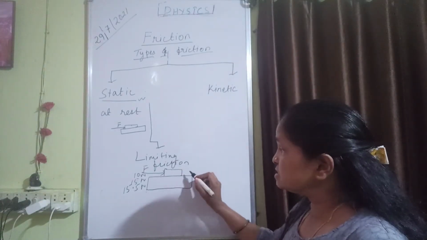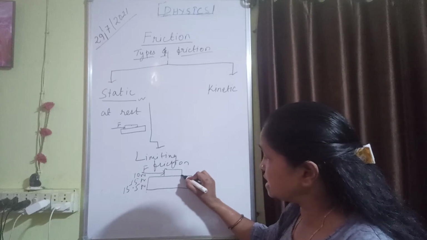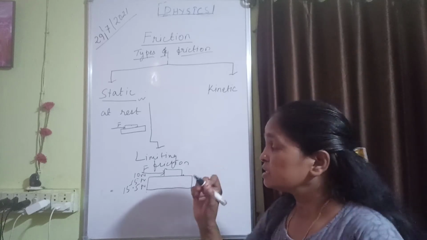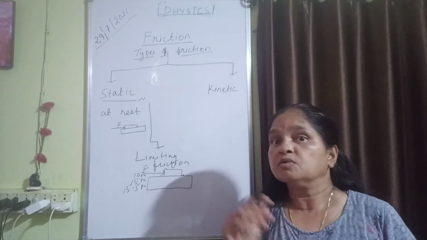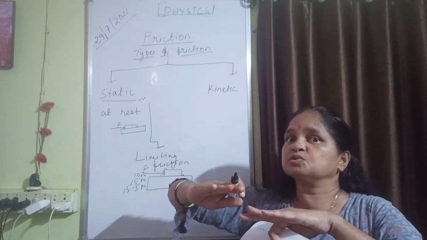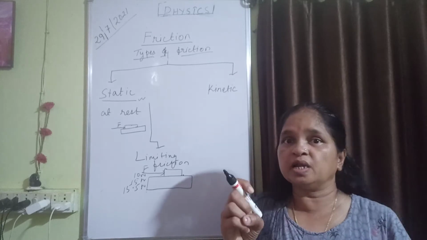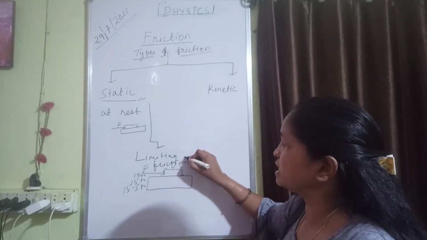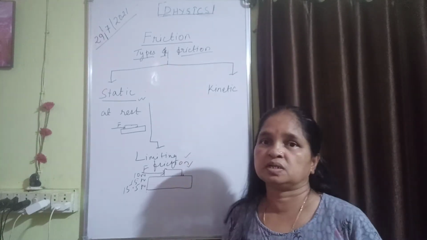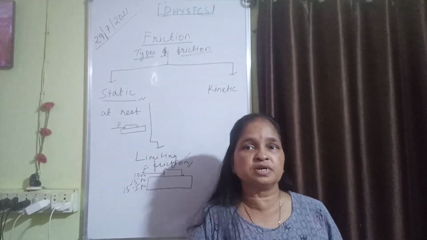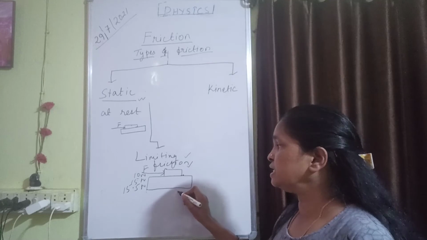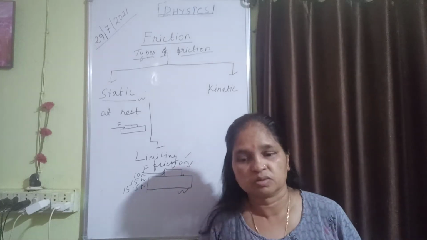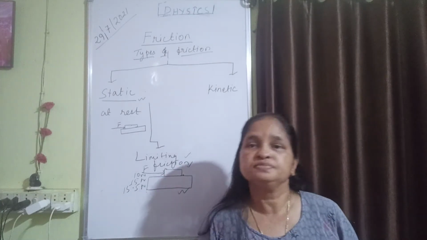So as this book has started changing its position, that critical point, that critical force from which it starts moving, that maximum value of the force is known as limiting friction. So when any body moves, it crosses the limiting friction and then it starts moving. Okay, hope you have understood.